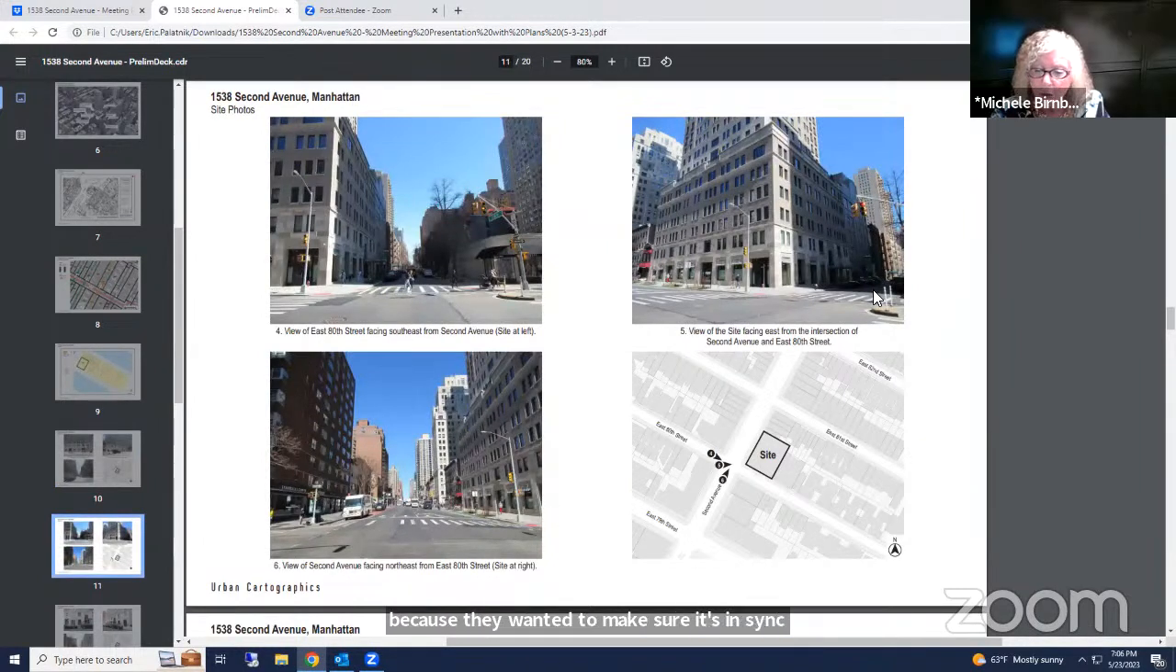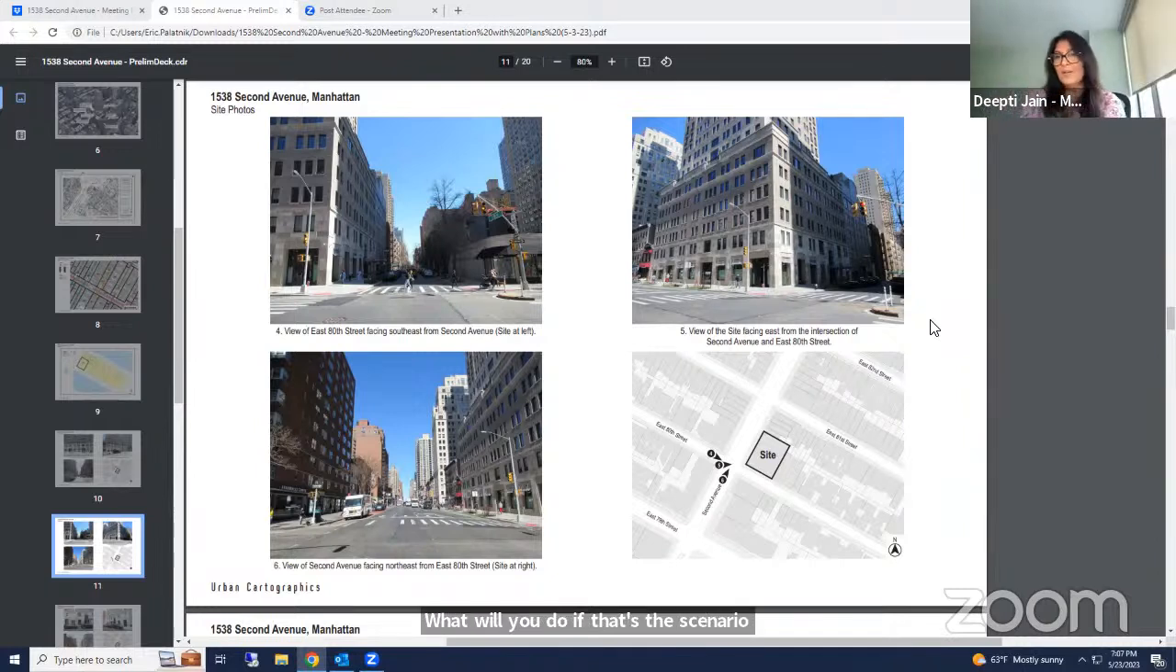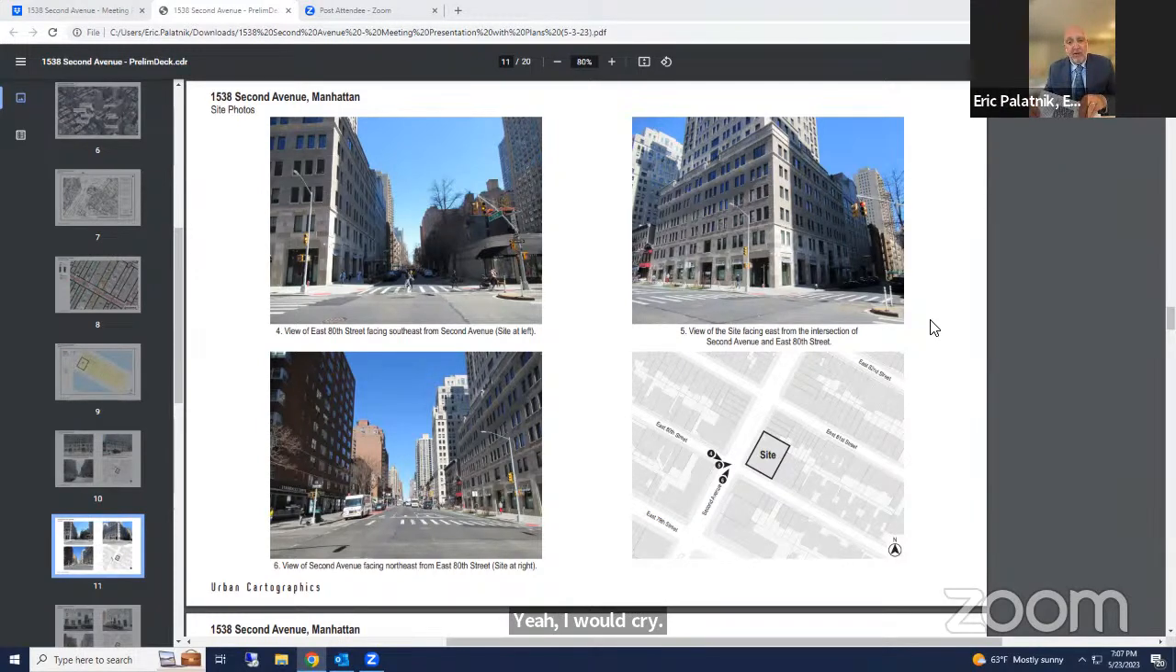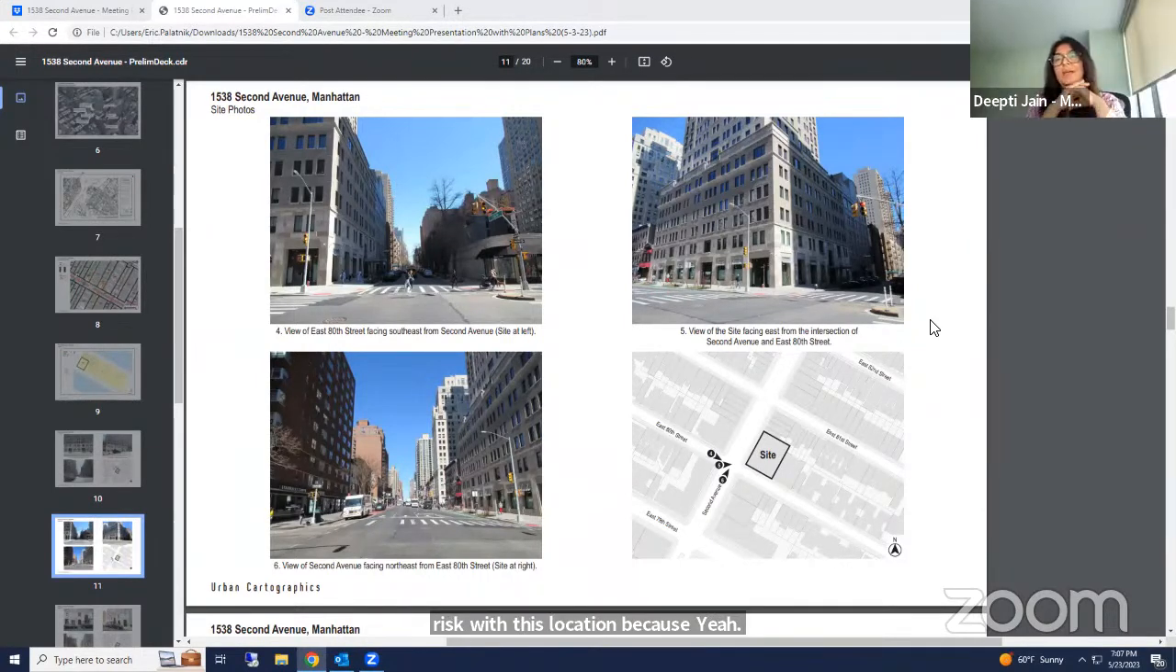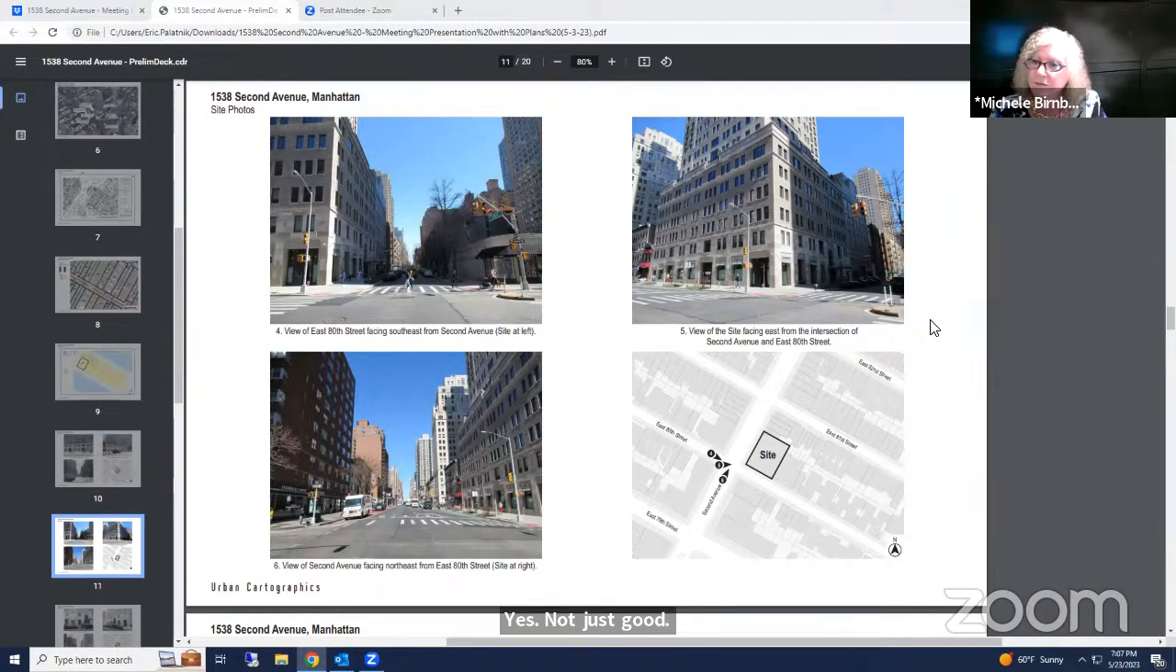Okay, last question. What will you do since you've signed a lease for the space? You have rented the space, and at the moment, by law, you can't occupy all of it. What will you do if you don't get the changes that you want, and you can only use the space which you are utilizing now? What will you do if that's the scenario? Honestly, I would cry, after she's done crying, because she's invested, she's taken a big risk with this location. I understand, but it was prior to getting approval. So I'm asking, what's the plan?